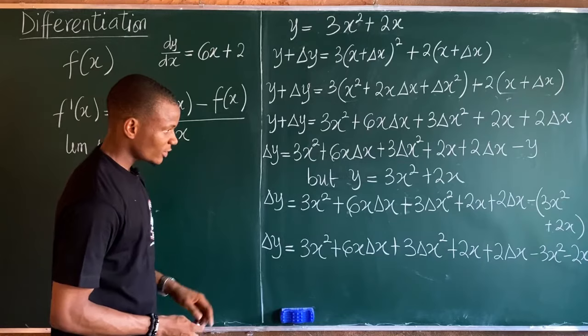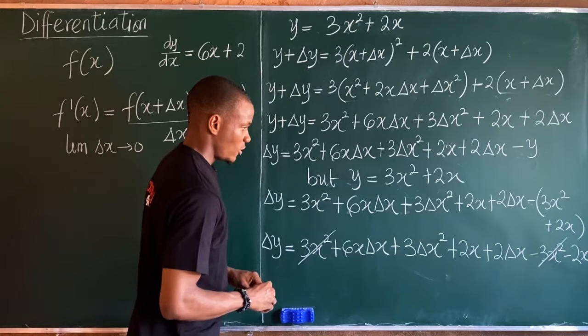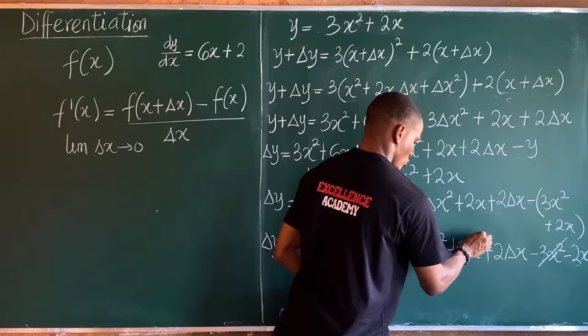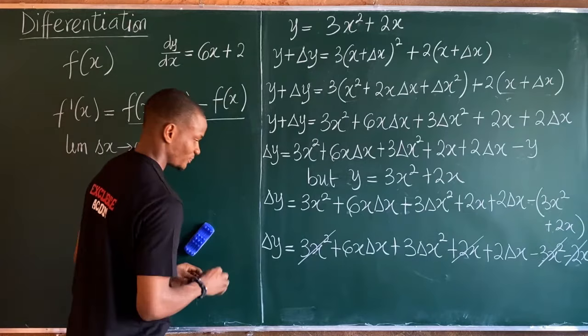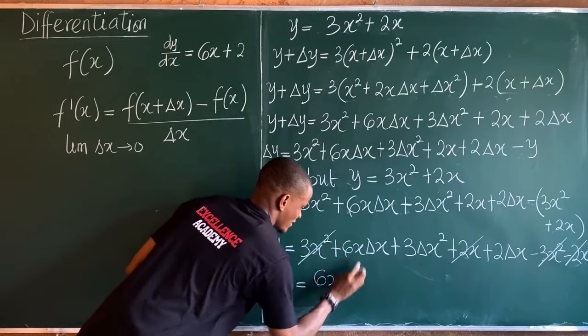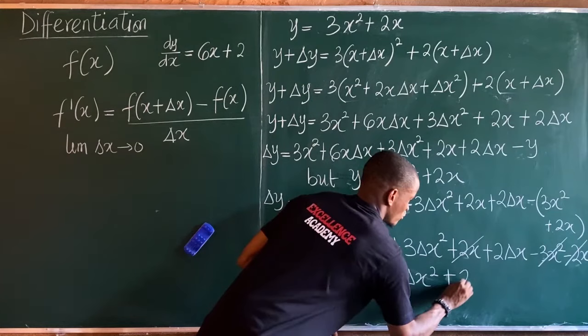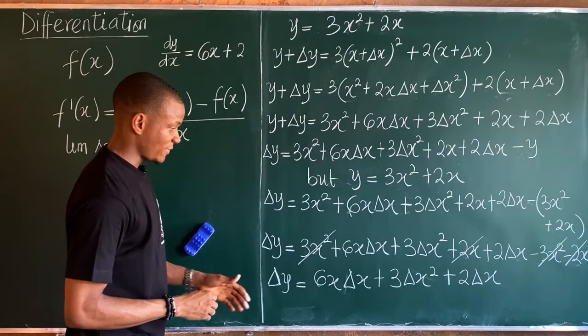Next, I can see x squared and minus x squared, so 3x squared cancels minus 3x squared. Also, I can see 2x and minus 2x, so 2x cancels minus 2x. I'm left with change in y being equal to 6x change in x, plus 3 change in x squared, plus 2 change in x. At this point, I can see change in x is common to all of these terms.